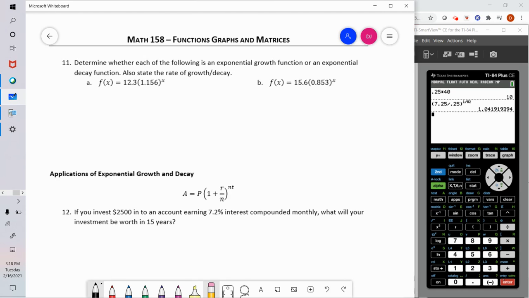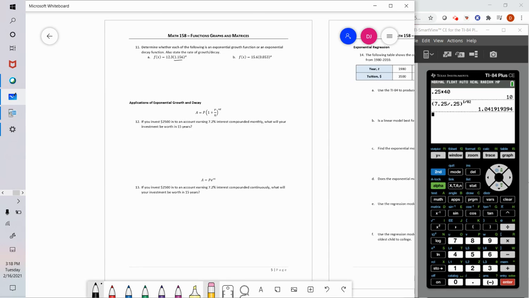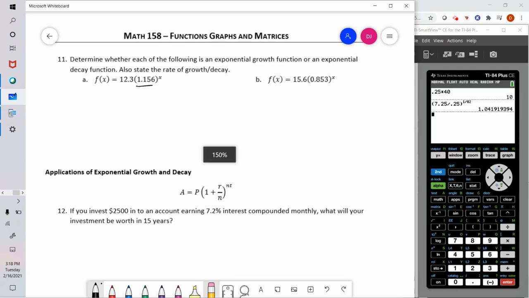Notice that our B value is 1.156. Since B is greater than 1, this is exponential growth. Notice here in part B, our B value is less than 1, so we have exponential decay. That's the easy part here. For each one of these, indicate whether we have growth or decay. A is growth, part B is decay.